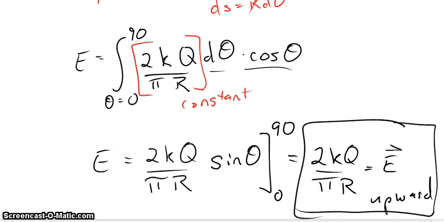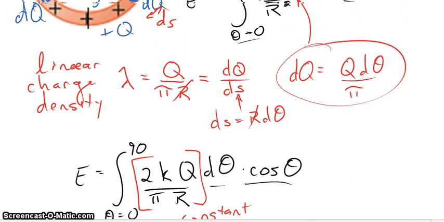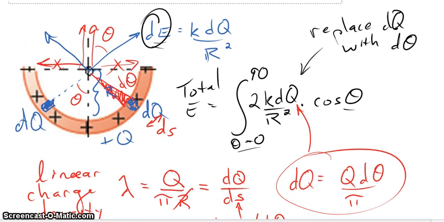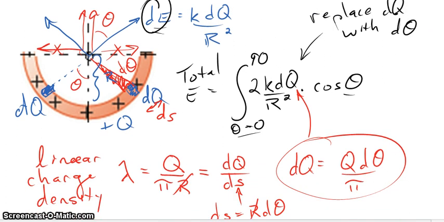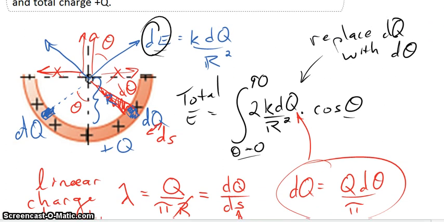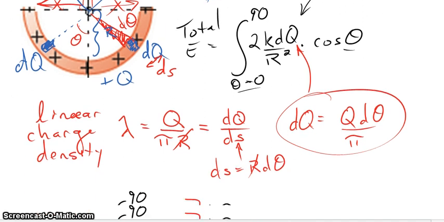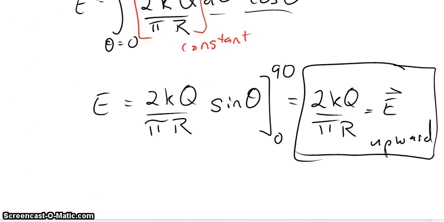Very common problem. Sometimes you'll see not a full half circle. You'll see some different fraction, okay? But you'll always have that symmetry. And you always want to think about the charge density. See if that can help you. There you go.